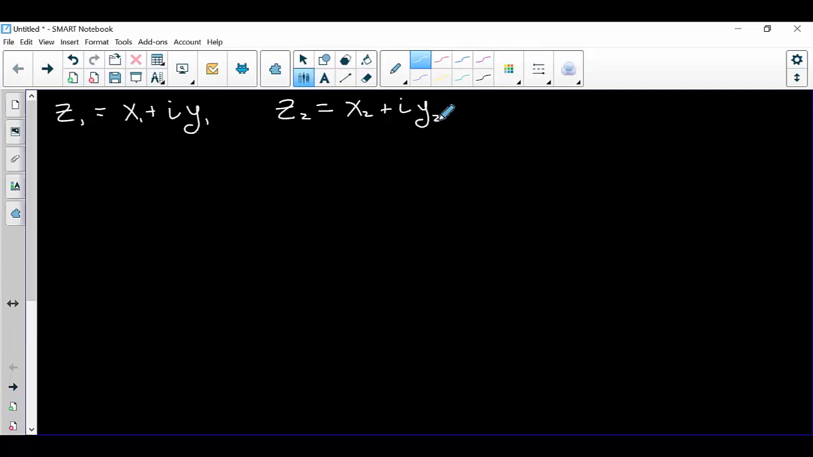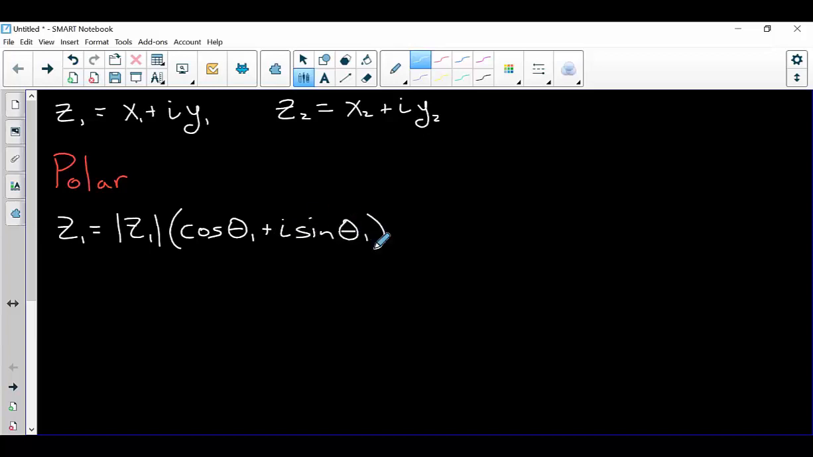And what we know is how to write this in polar form. So we've got these polar forms of complex numbers. This first one, Z1, maybe can be written as the norm of Z1, you can think of it as the magnitude, times cosine of the angle theta 1 plus i sine theta 1. Okay, so there is what I call the polar form.